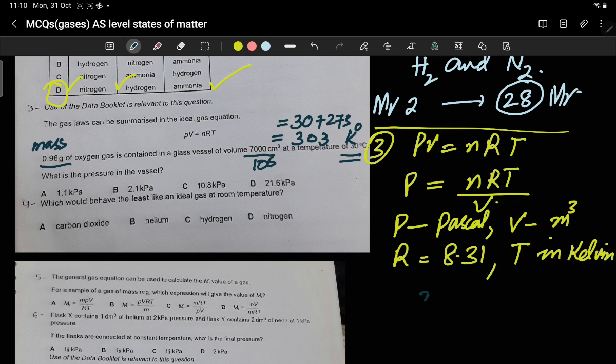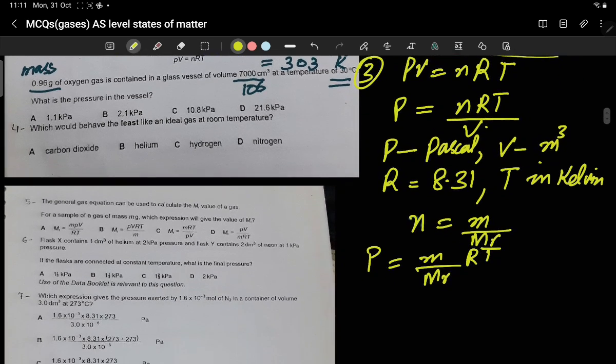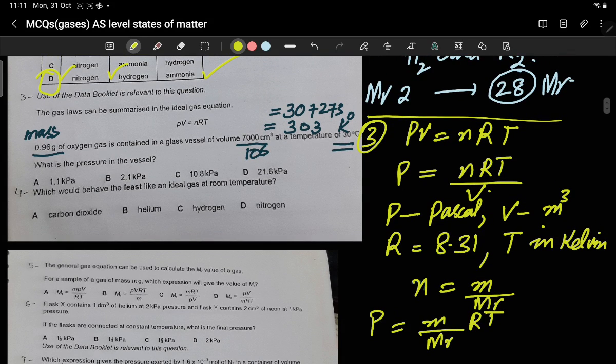We know that n is equal to mass over Mr, and this equation can now be rewritten: P is equal to mass over Mr times RT. Now, what is the pressure in the vessel? So use this data booklet.